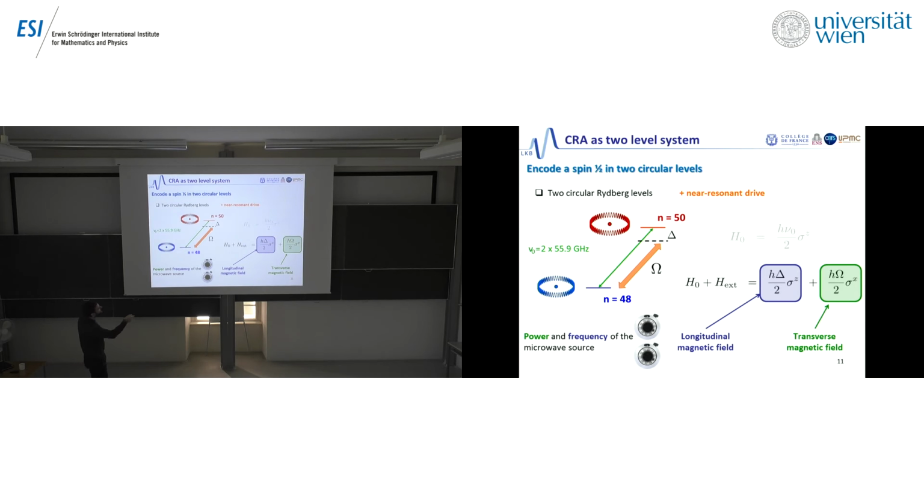But now things become more interesting if you apply a near-resonant microwave dressing to these two levels, because what you get then, in the spirit of condensed matter Hamiltonians, is a term which is equivalent to a longitudinal magnetic field to your chain of spins, and a term which corresponds to a transverse magnetic field. These two terms depend on the detuning of your microwave source and the Rabi frequency, which you can very easily tune in the experiment.